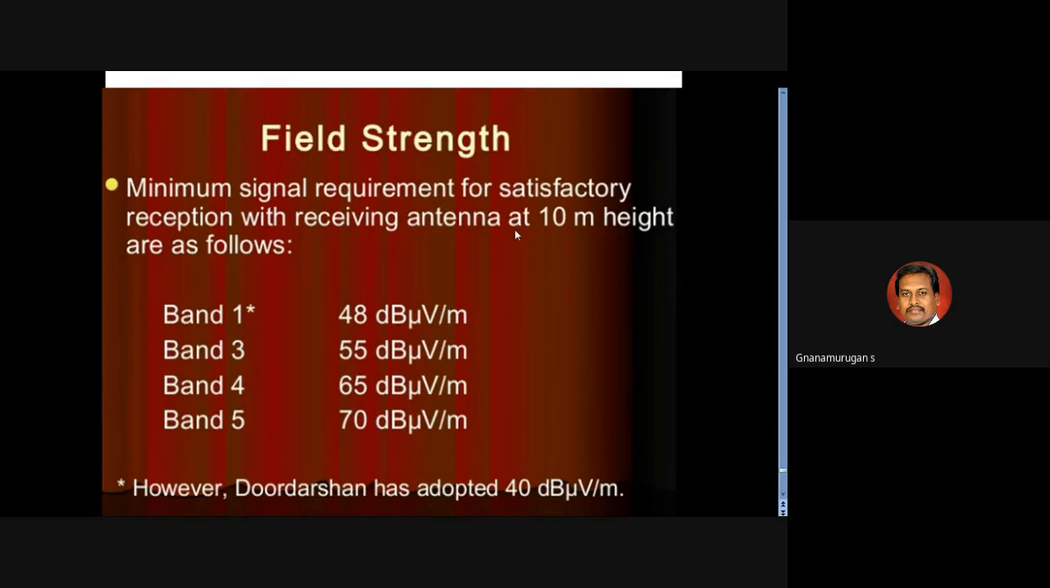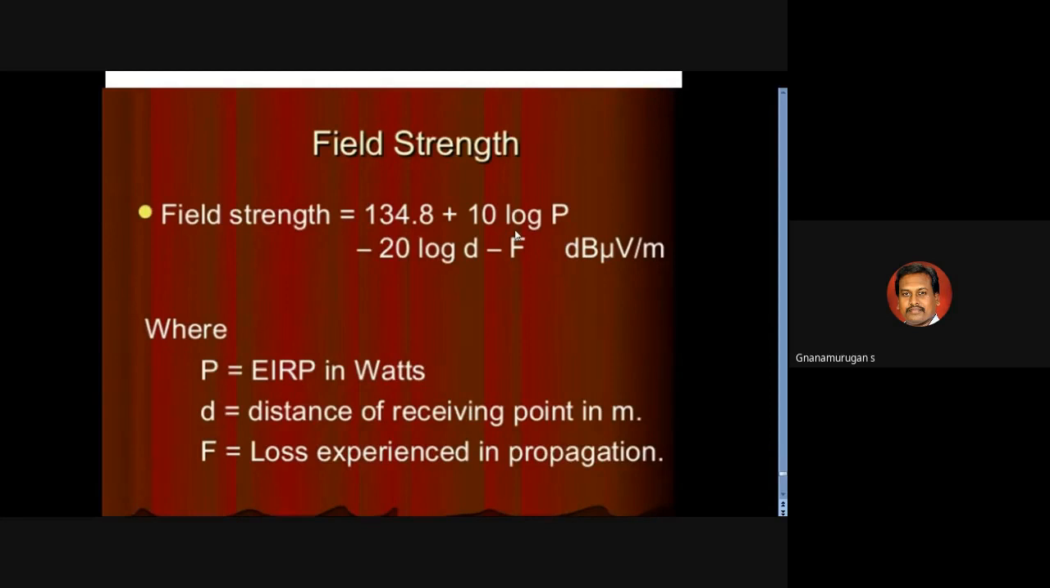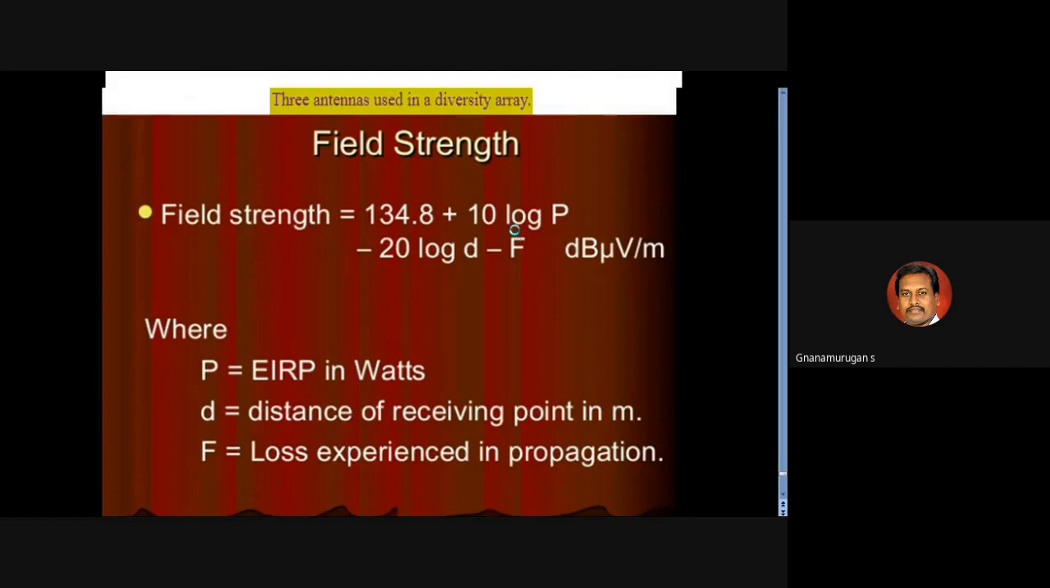So each and every network has a different field strength, for Sun network, Star network, and also Zee network, etc. For each network you can calculate the field strength; the formula is field strength equals 134.8 plus 10 log of P minus 20 log of D minus F decibel microwatt per meter. Here P is EIRP in watts, D is the distance of the receiving point in meters, and F is the loss of propagation. So that is the field strength explanation.